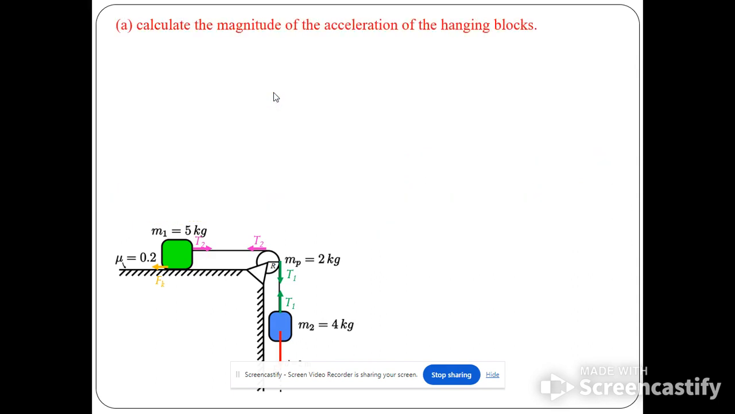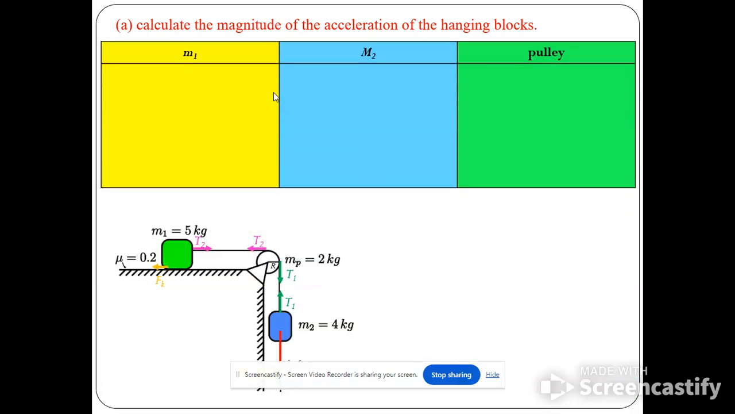Okay, so I'll just take part 1, or part A, here. Part A asks you to calculate the magnitude of the acceleration of the hanging block, or just block, not plural. So the hanging block in this case would be M2. The first thing you should do to make your life easy for these types of problems is to set up the physics for each of the bodies. So here I have M1, M2, and the pulley.